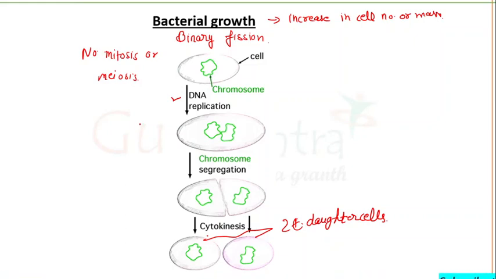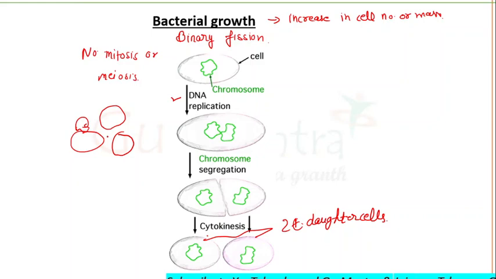A few bacterial species reproduce by budding. They form a small bud that enlarges until its size approaches that of the parent cell, and then it separates. So bacteria can divide by binary fission or by budding. In budding, a small bud is produced from the bacterium. When this bud attains the size of the parent, it detaches from the parent body and gets divided into two.